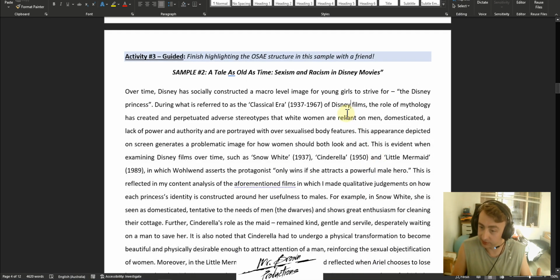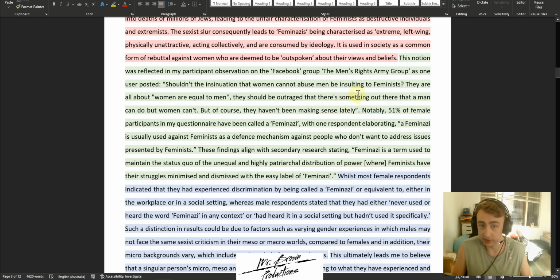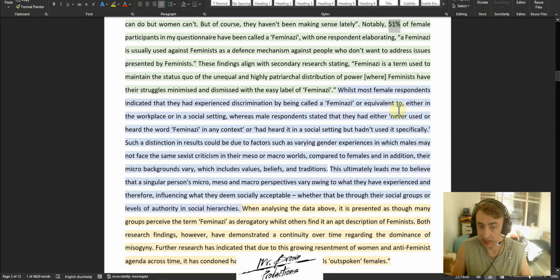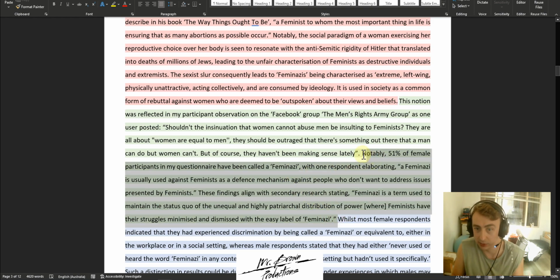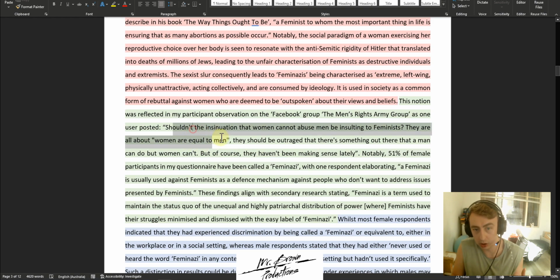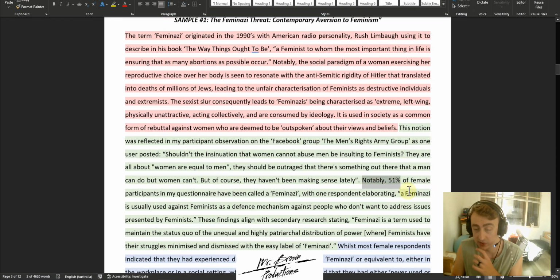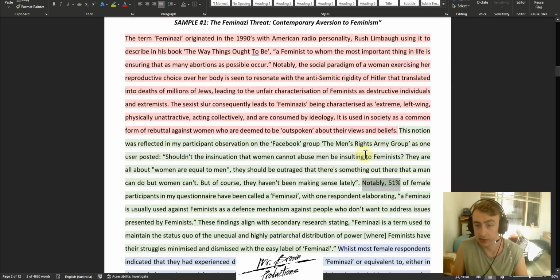Okay, so if we're critiquing this, whereas if we look at this one above us, we can see clearly that we're referring to some quantitative data in this paragraph, with 51% of female participants in my questionnaire having been called a feminazi, with one respondent elaborating, a feminazi is usually used against feminists as a defense mechanism for people who don't want to address issues presented by feminists. This aligns with secondary research stating that feminazi is a term used. So we can see there's lots of really great synthesis language in this paragraph too. We've got a lot of qualitative data, but also some quantitative data too. So we've got that balance within our synthesis as well.